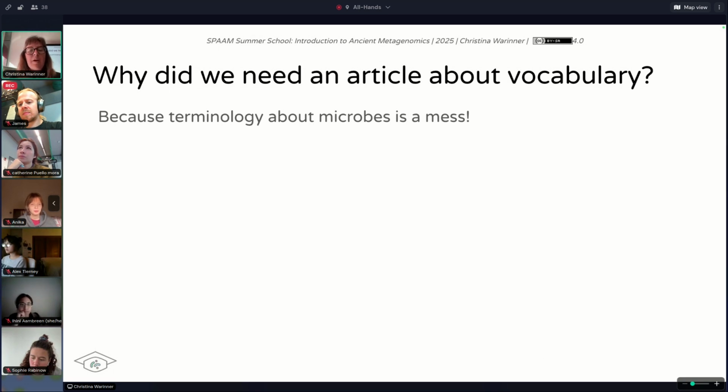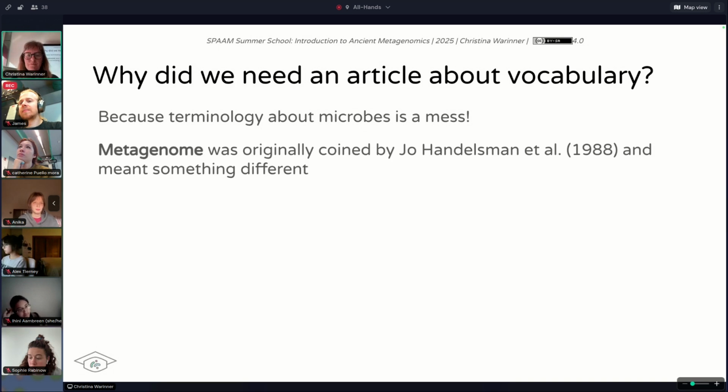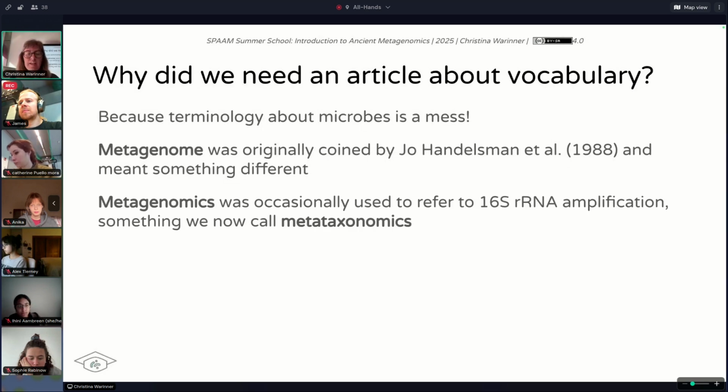And like I said, the terminology about microbes was and continues to be to some degree a mess. So if you've been confused over the course of your education, you are not alone. It's getting a little bit better, but hopefully today we'll clarify some of that confusion. One of the problems is the term metagenome was originally coined by Jo Handelsman in 1988, but she used it to mean something completely different from what we use it for today. The term metagenomics has been used to mean different things over time, and especially in the early days of next generation sequencing was occasionally used to refer to 16S rRNA amplification, something we now call metataxonomics.